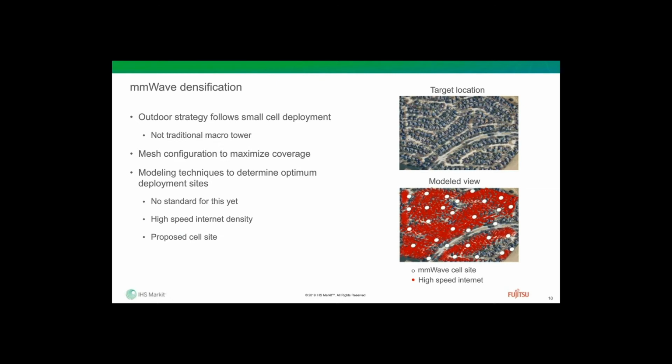The outdoor millimeter wave deployment strategy follows that of small cell deployment, as I mentioned before, and is deployed in a mesh. On the right side is a target area to be modeled. Below that, the modeled view shows the density of high-speed internet traffic and proposed cell sites using millimeter wave fixed wireless access technology. There's no standard for these modeling techniques as of yet, but it provides a fairly accurate level of deployment for proposed millimeter wave cell sites.